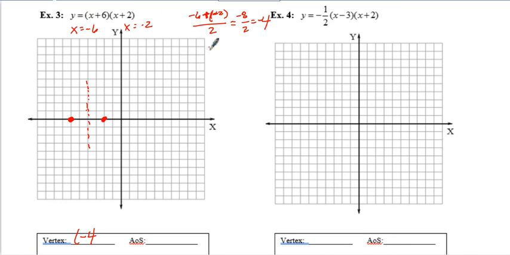If I want to find the y-coordinate of the vertex, I take this negative 4 and plug it back into the original. I say y equals negative 4 plus 6 times negative 4 plus 2. So that's 2 times negative 2, that's negative 4. So negative 4 is the y-coordinate of the vertex of my parabola. The vertex is at negative 4, negative 4. And I can clearly see that I'm going to look like this.